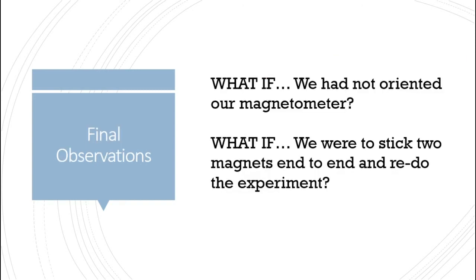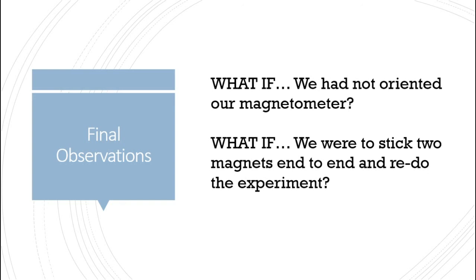So what if we had not oriented our magnetometer? Well, the reason we oriented it to the North Pole was to get rid of the influence of the Earth's magnetic field as much as we could. So if we had not oriented it, we would have had to take into account the Earth's magnetic field, and it would have thrown our numbers off.